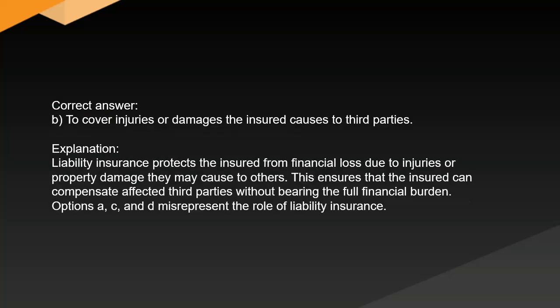Correct answer. B. To cover injuries or damages the insured causes to third parties. Explanation. Liability insurance protects the insured from financial loss due to injuries or property damage they may cause to others. This ensures that the insured can compensate affected third parties without bearing the full financial burden. Options A, C, and D misrepresent the role of liability insurance.